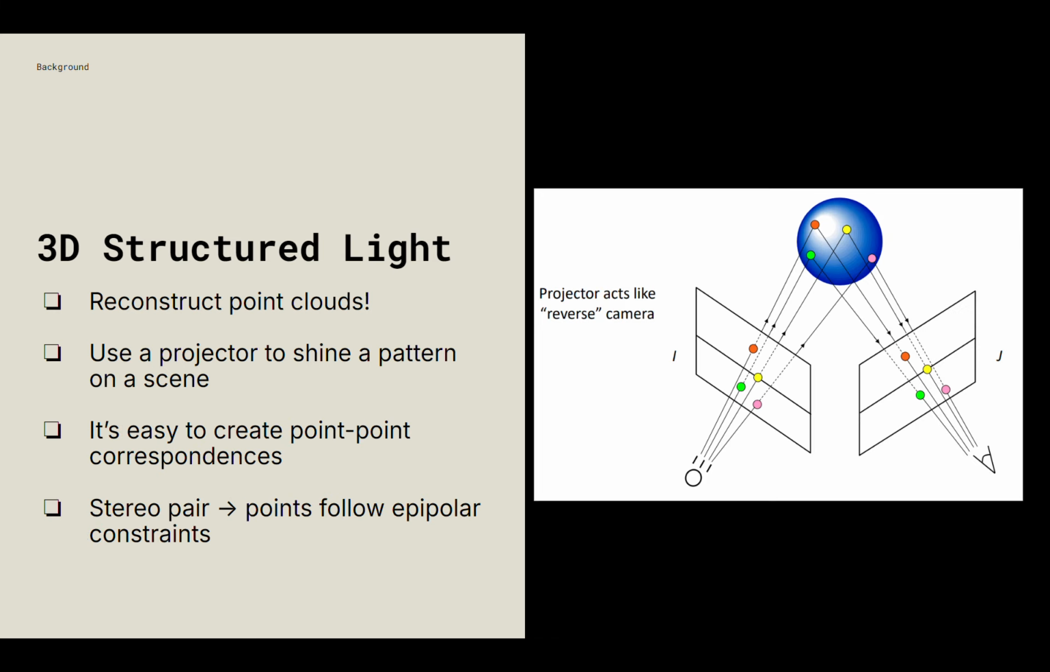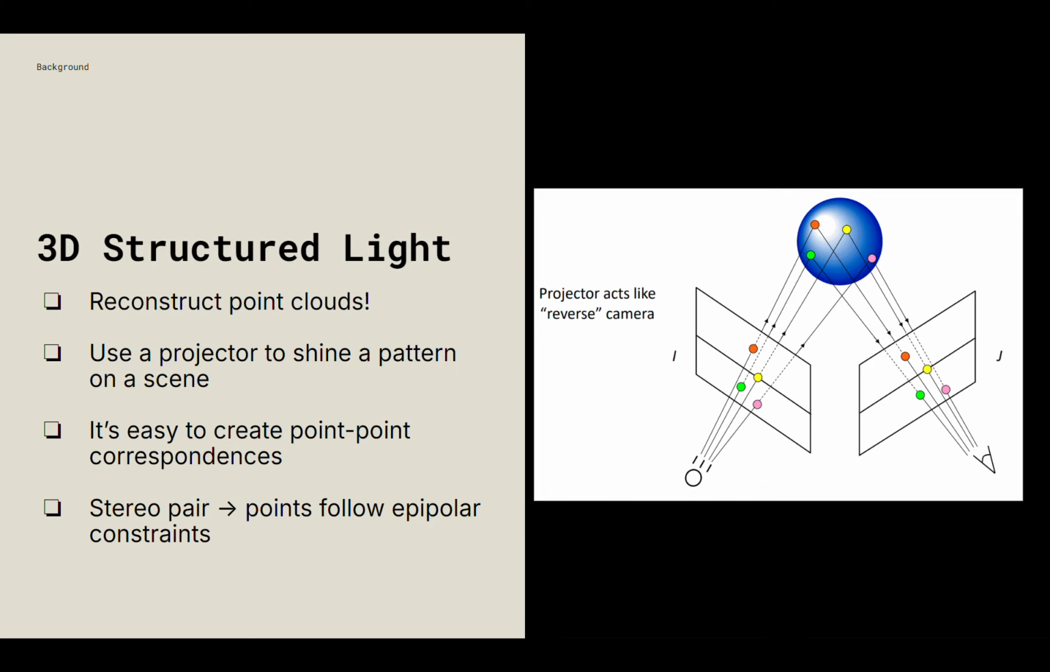What I'm going to get to a little bit later is that the projector can also act as a form of reverse camera because you know exactly what kind of pattern you're going to illuminate onto the scene. So you can create point-to-point correspondences, and these points will follow epipolar constraints. And you can use essentially stereo geometry to solve problems.